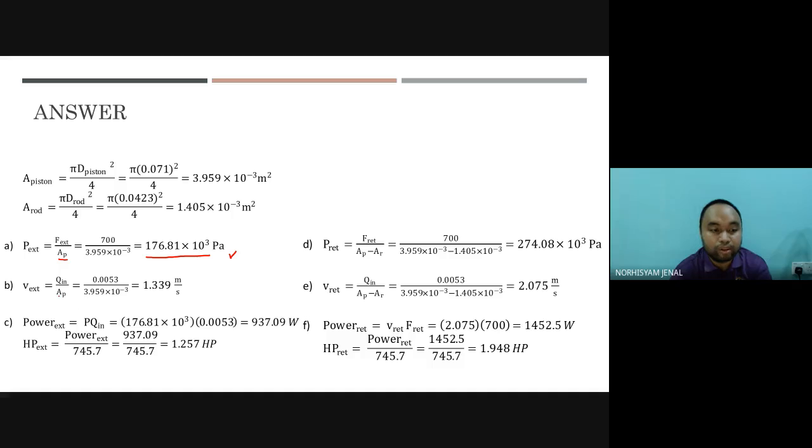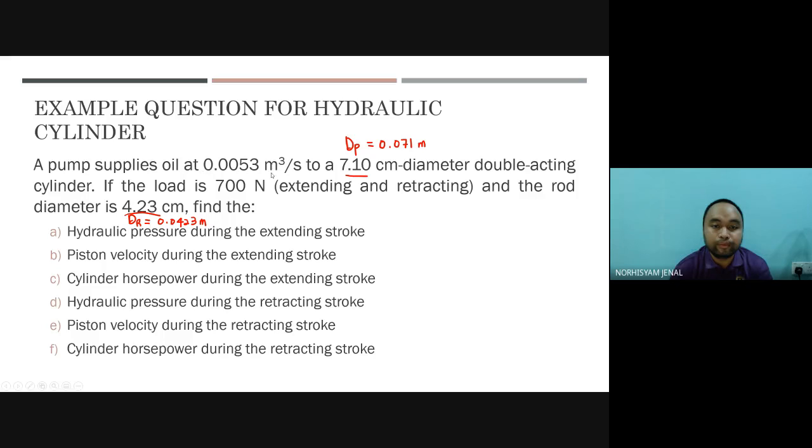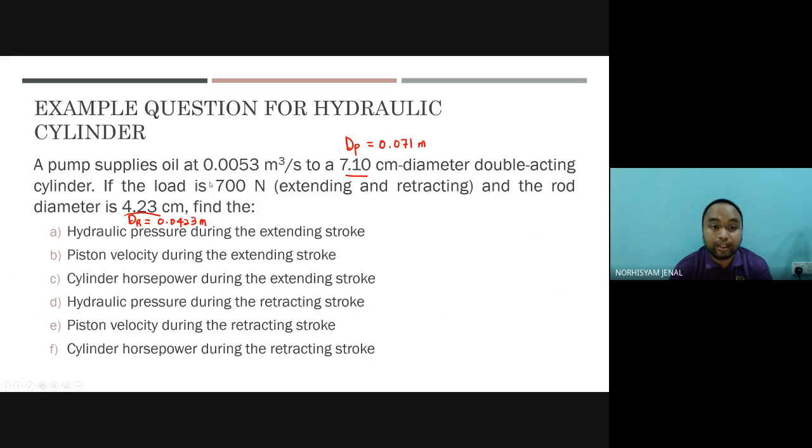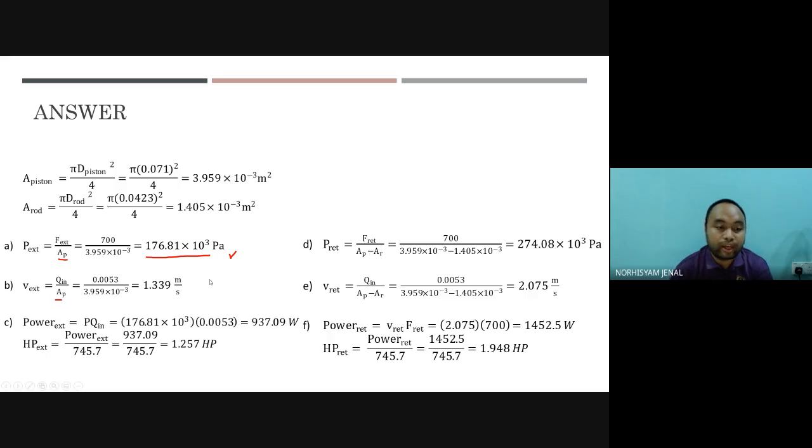Okay. So how about the velocity? Velocity is Q divided by area of piston. So Q is given here. For this particular study, hydraulic cylinder, we don't have the actual or theoretical. We just use whatever number is given to us. Okay, so you have the answer to be 0.0053 divided by AP. So 1.339 meter per second.